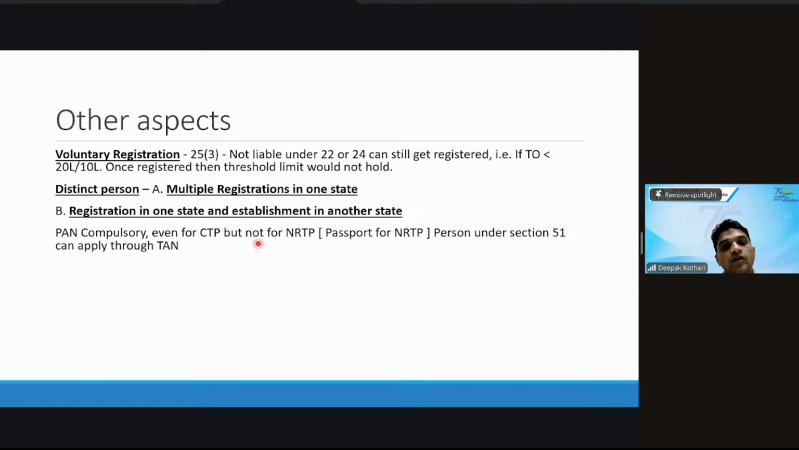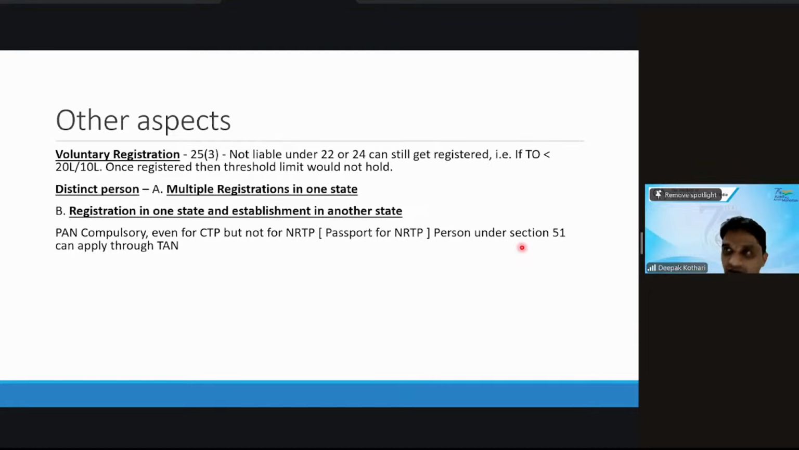Okay. Now, what are the documents necessary, compulsory? PAN is compulsory for all types of registration. Even if he is a CTP, he will have to take a PAN. But for an NRTP, PAN is not required because he is a non-resident person. You can't expect PAN from him. For him, a passport is necessary as a registration document.